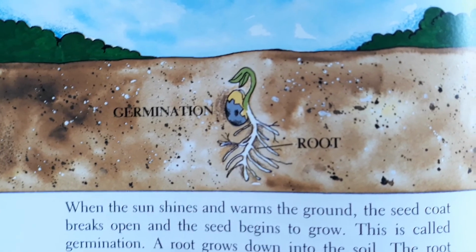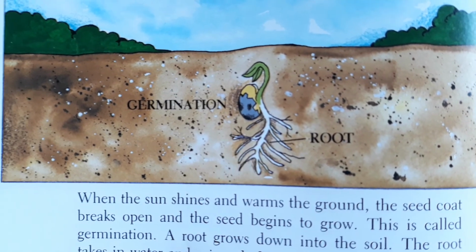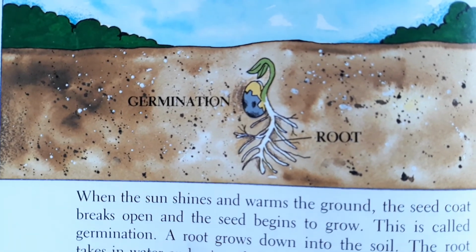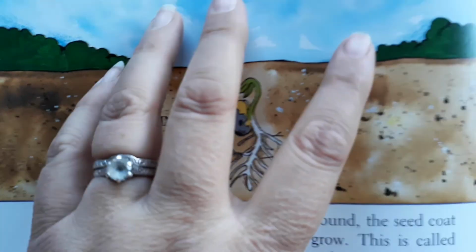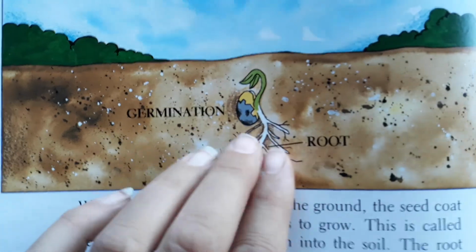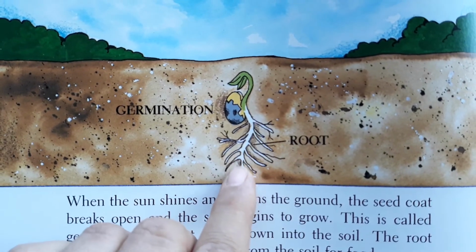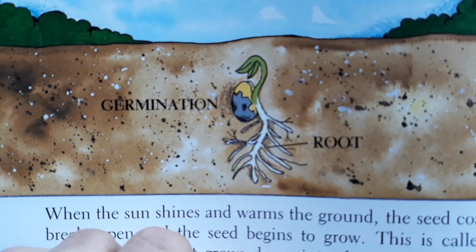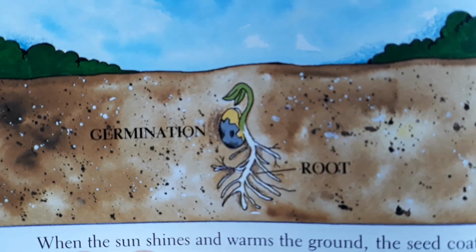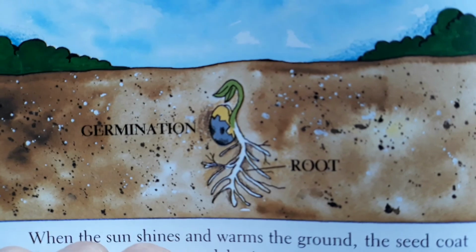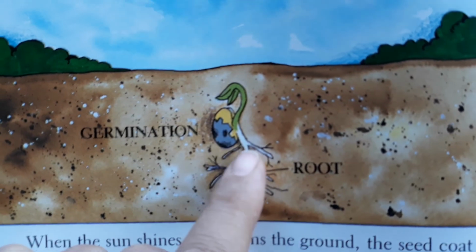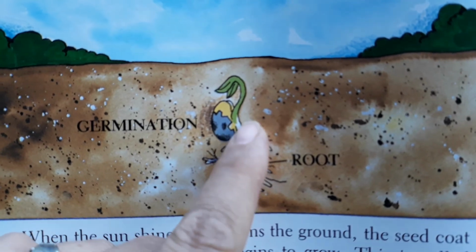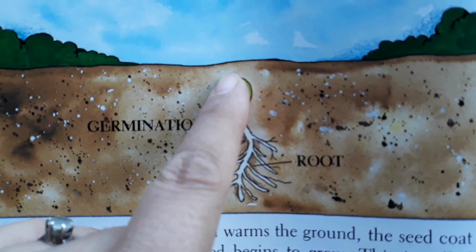A root grows down into the soil. The root takes in the water and minerals from the soil for food. So when it rains, the rain will soak down into the soil, and the root acts kind of like a bunch of little straws. Can you see that? How many of you have ever used a straw in your drink before? Well, you suck up whatever it is you're drinking, and that's what these roots do. They will suck up the water, and it will travel up to the plant.